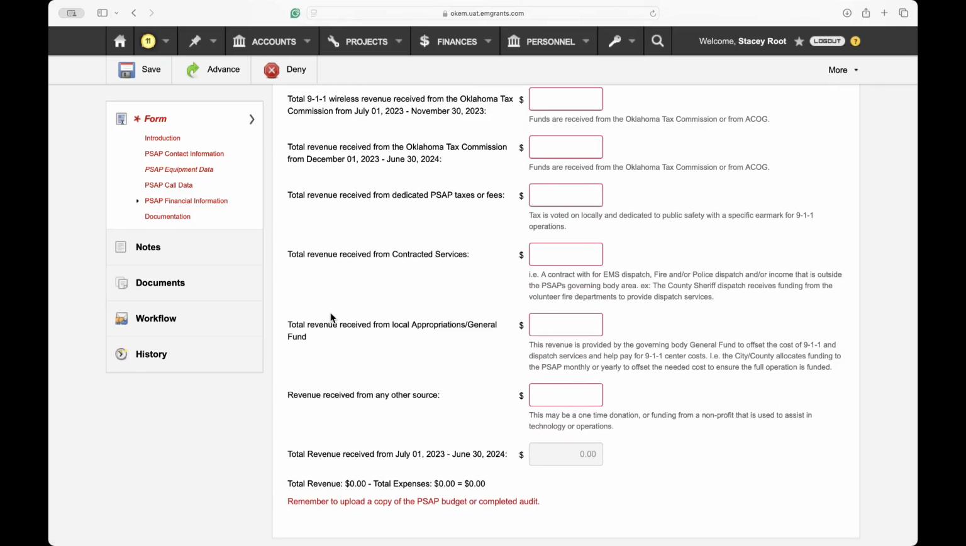Does anybody have any questions about the budget that needs to be uploaded or the revenue portions? On the budget that gets uploaded, can that just be the printout from all year, or do you need it broken down into an Excel form? No, it doesn't have to be Excel. It could just be like the PDF of the budget. That's fine. Okay.